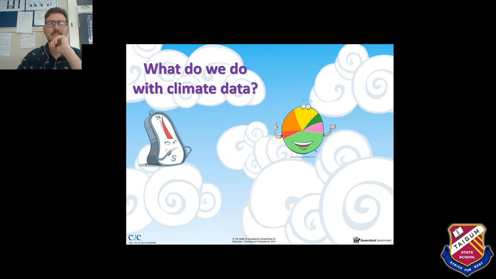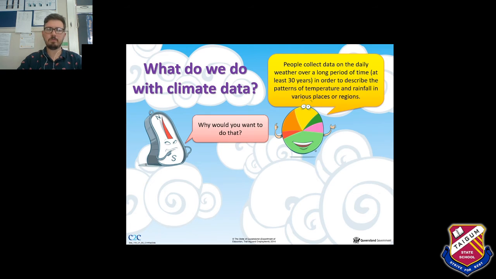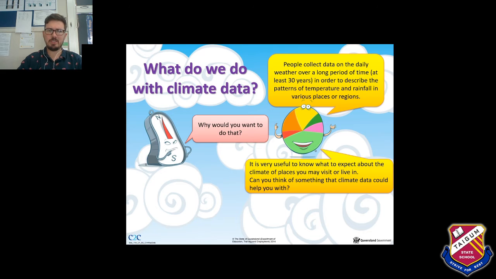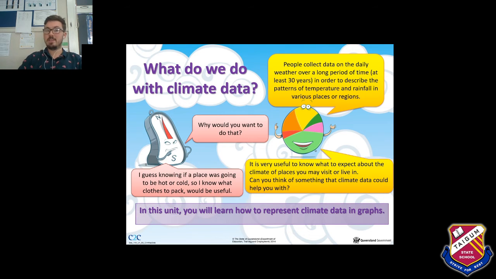What do we do with climate data? People collect data on the daily weather over a long period of time, at least 30 years, in order to describe the patterns of temperature and rainfall in various places or regions. Why would you want to do that? It's very useful to know what to expect about the climate of places you may visit or live in. Can you think of something that climate data could help you with? I guess knowing if a place was going to be hot or cold, so I know what clothes to pack, would be useful. In this unit, you will learn how to represent climate data in graphs.